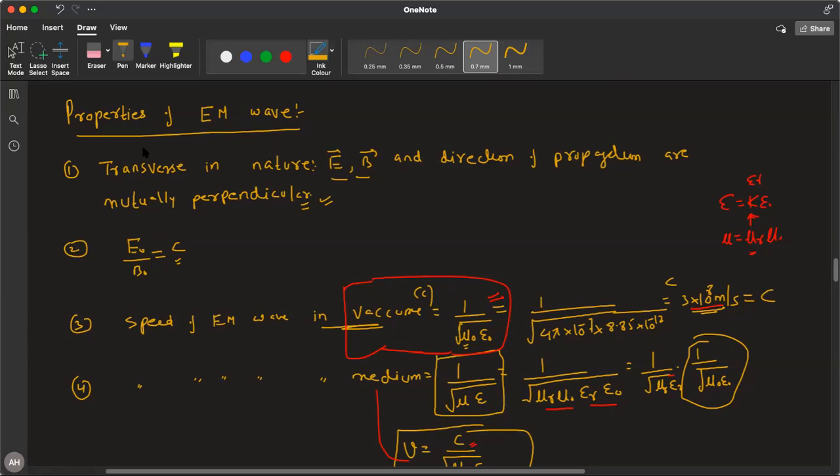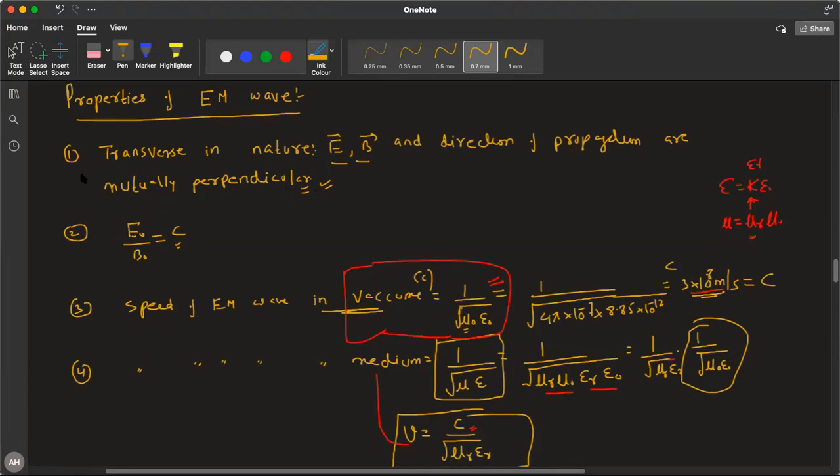Like, sir, it does not require any medium to propagate, right? Yes, sir, it does not require any. And it consists of electric and magnetic field. Okay. That's electromagnetic wave. And what are the directions of those electric and magnetic field? They are perpendicular. Perpendicular. So that's electromagnetic wave.